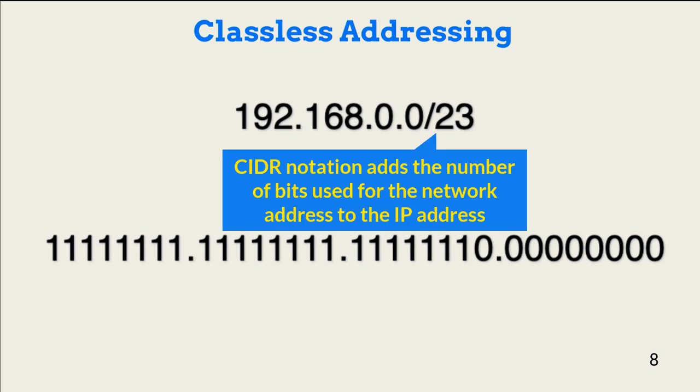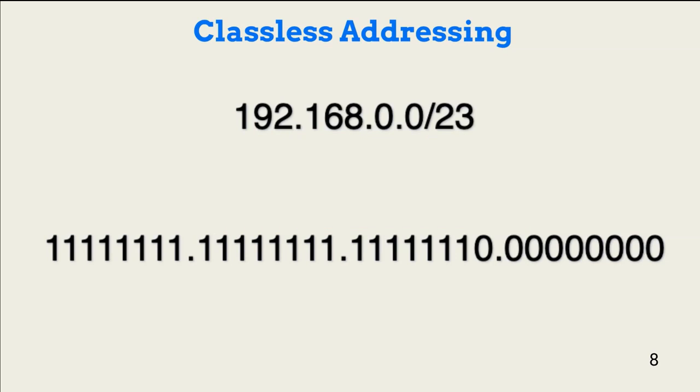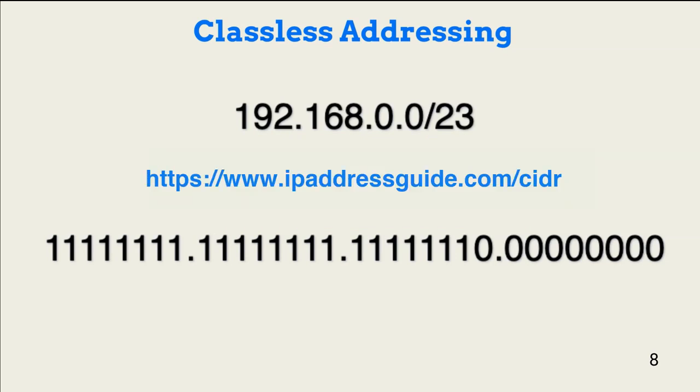CIDR notation, or CIDR, places a slash after the address followed by the number of bits in the network address space. They can now place up to 512 hosts on a network segment. You can determine classless masking requirements by using the CIDR to IPv4 conversion tool at the address shown.